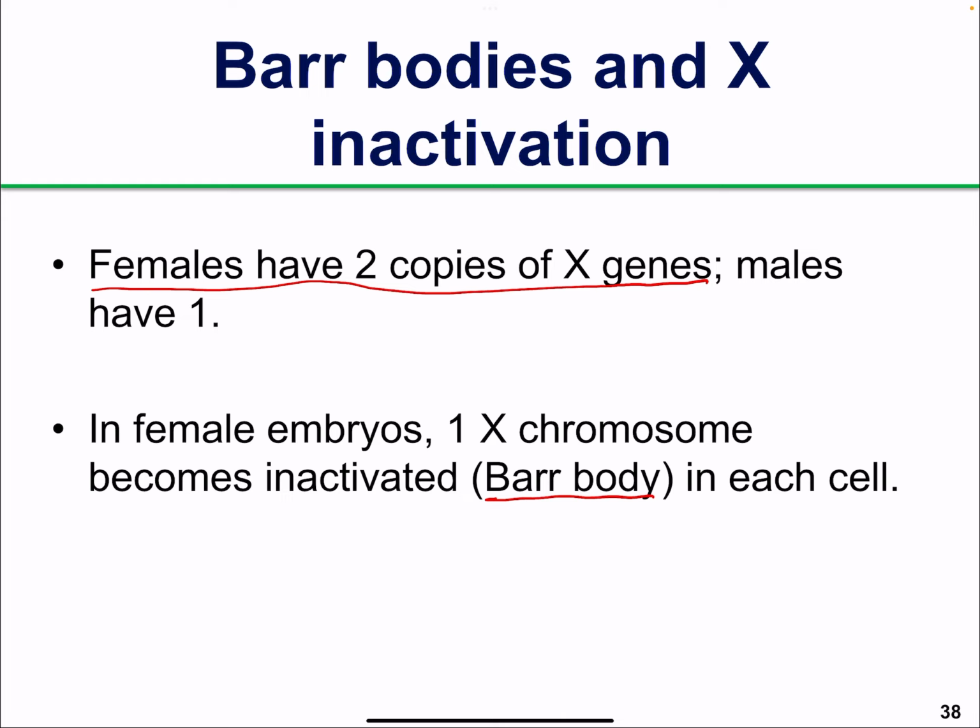And by the way, there is a consequence to one of the X condensing into a Barr body. This is particularly true for features where the genes are in forms of alleles, one being dominant and the other one recessive, right? In the case of a heterozygous individual, this can have some consequences in terms of phenotypes.